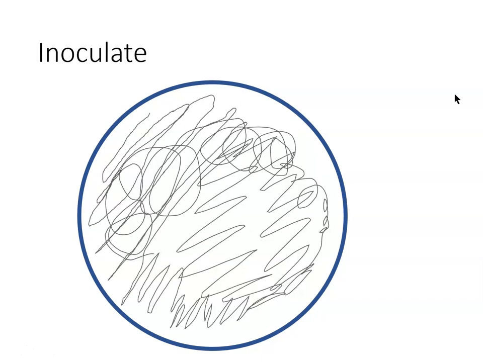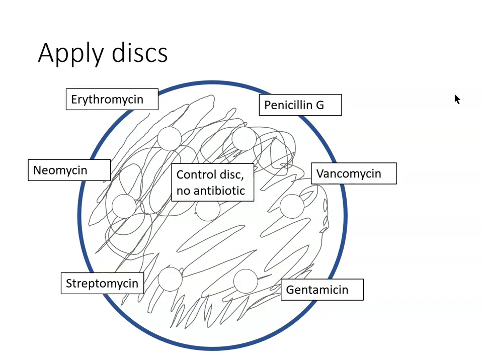So let's go back and think about it: we inoculate our plate and then we put antibiotic discs on it. They're hard to see, but these would be little paper discs that have to be sterile. We put the sterile paper discs on there, and they have known quantities of antibiotics in them. The antibiotics will diffuse out from the discs into the agar in every direction.